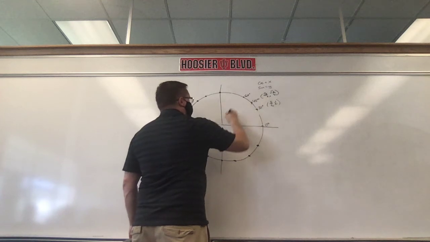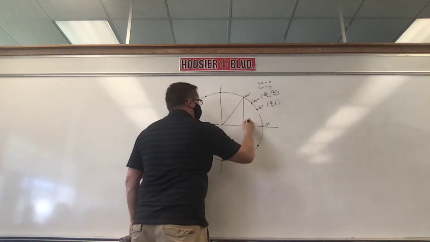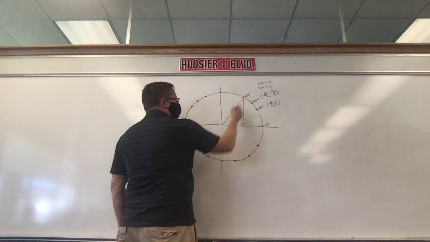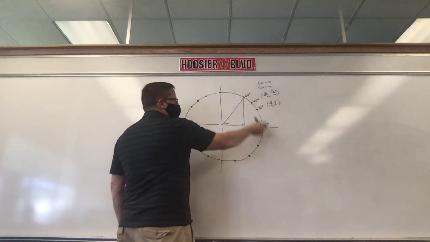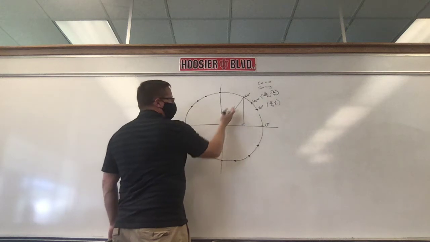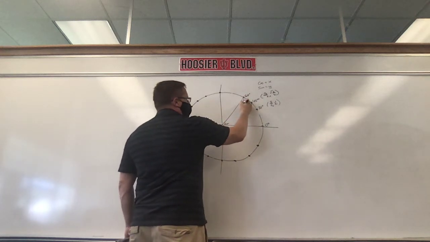Here's 60 degrees on your unit circle. Drop it straight down. And 60 means he's turned 60 degrees to look at you. You're running around the track, he's turned 60 degrees, so you're still right in his vision.